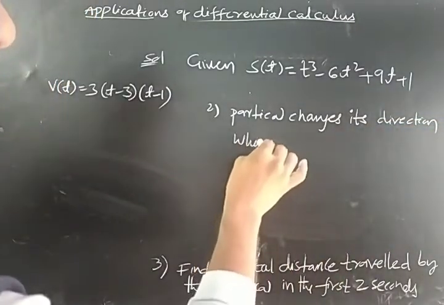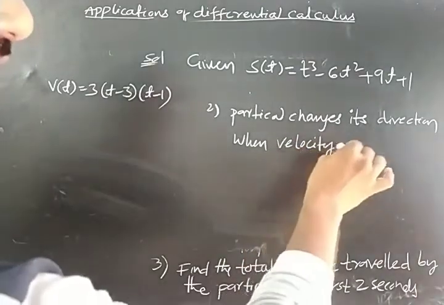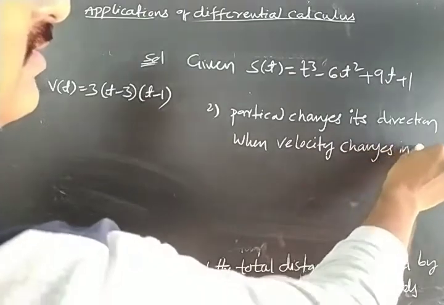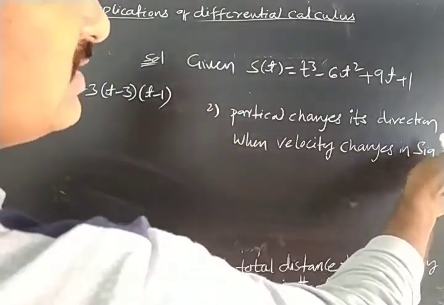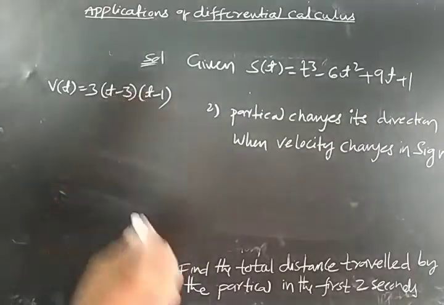When velocity changes in sign, right? So velocity is expressed in terms of t. I'm taking these factors, so I'm checking the sign of v of t.